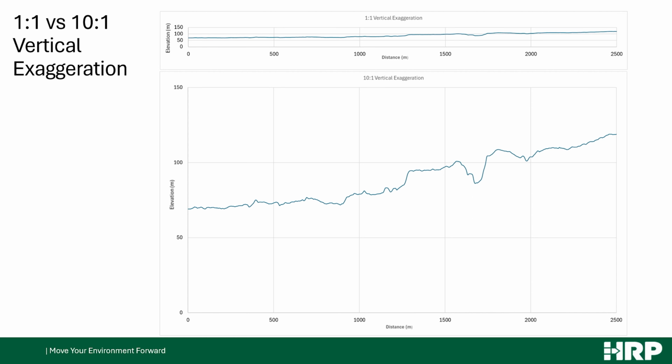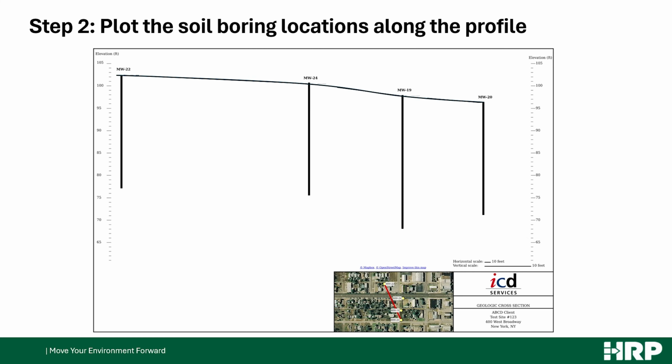This is a pretty long section. It's 2,500 meters long, and your vertical values only vary by 150 meters. So in this case, a 10-to-1 vertical exaggeration gives you good resolution so you can see how the features of the surface change. This is the first step once you have your topographic profile.